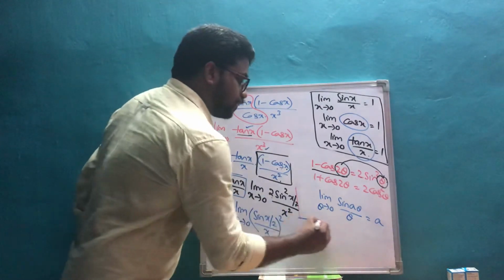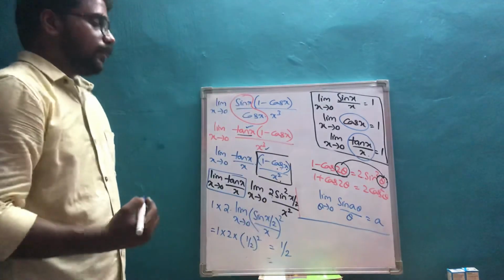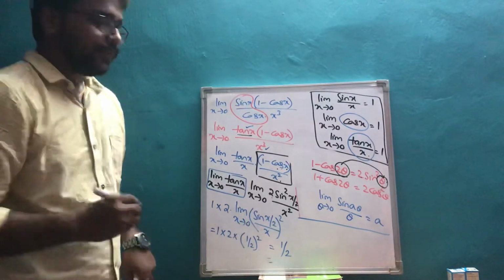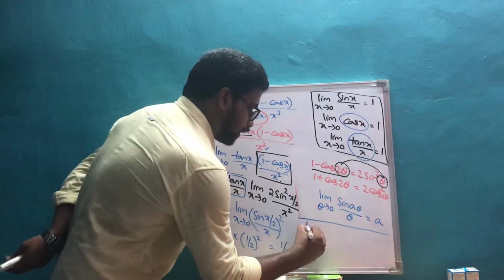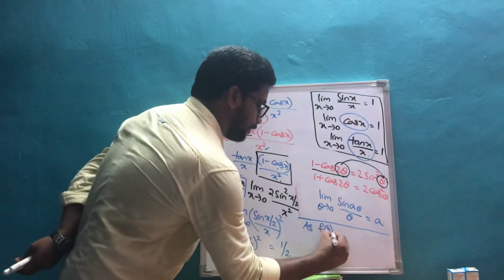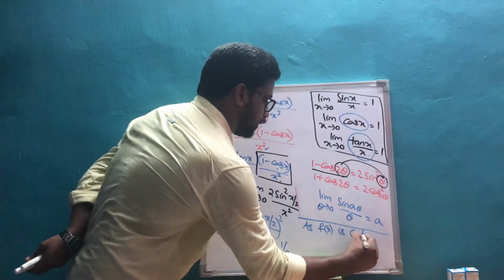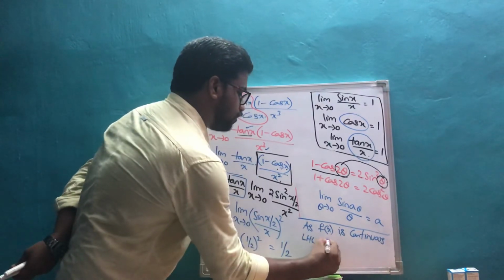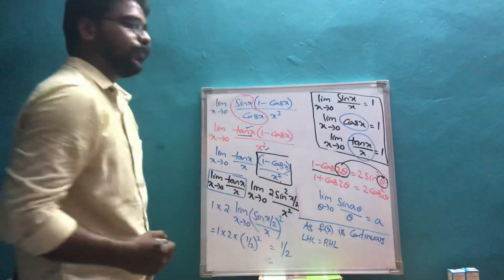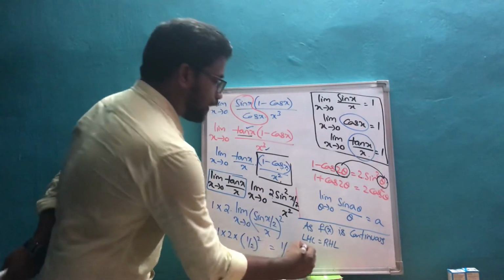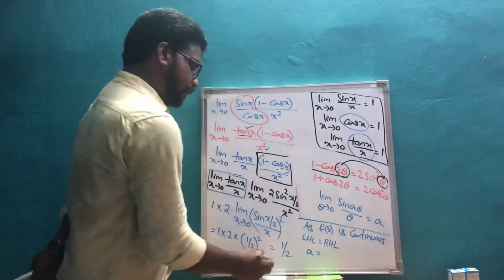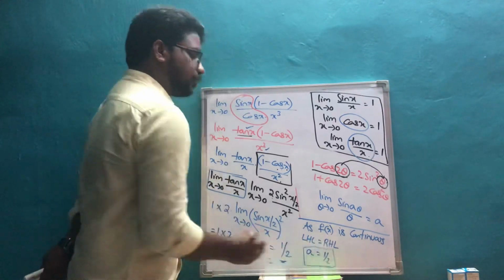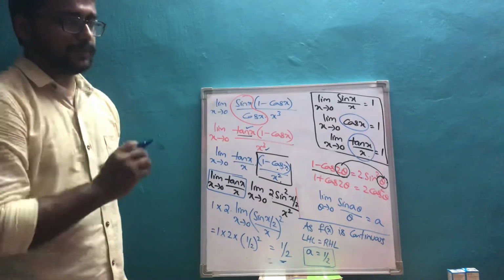So if you come back to the question again, in the question they said the function is continuous at x is equal to 0. So as the function is continuous, it should be LHL is equal to RHL. In the previous calculation, we got LHL is equal to A, RHL is equal to 1 by 2. So that is how the value of A is equal to 1 by 2.